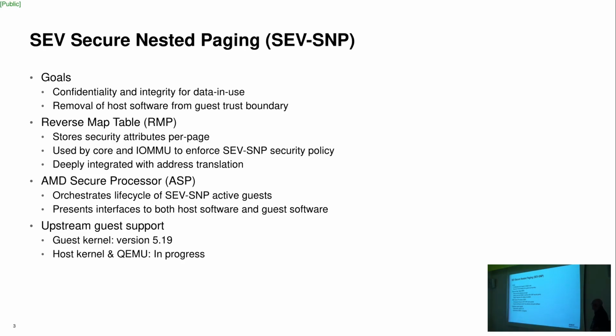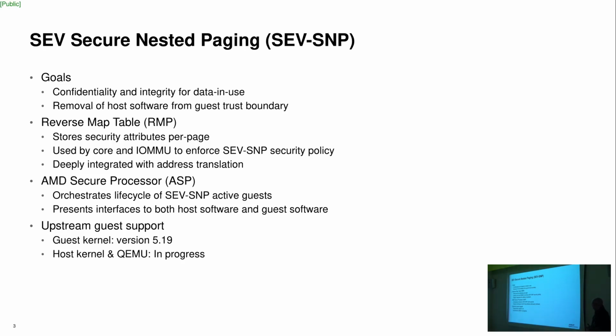SNP's goals were to draw the hypervisor out of the trust boundary. We do this through a data structure in memory called the RMP. The RMP provides a per 4K granular page set of security attributes for each page, and it's deeply rooted in our address translation features. So both the IOMMU and the CPU MMU are using this RMP data structure to say whether or not a page is assigned to a guest or a page can be accessed by the hypervisor.